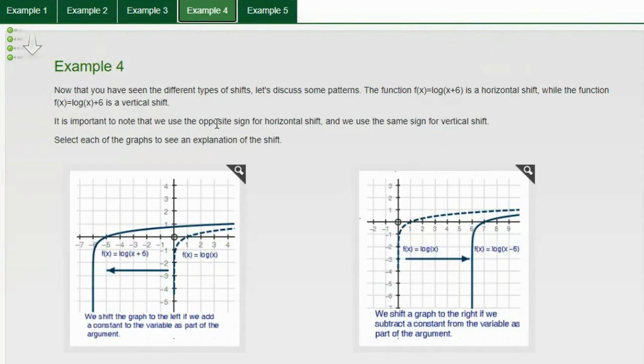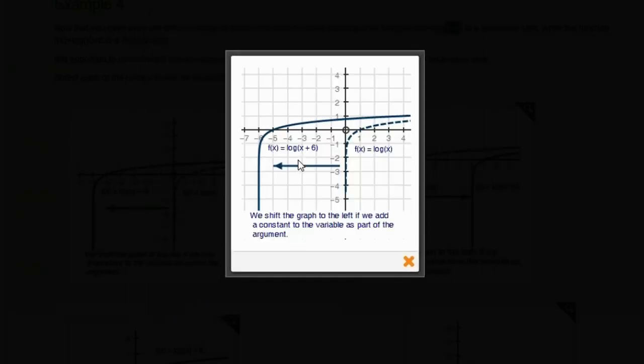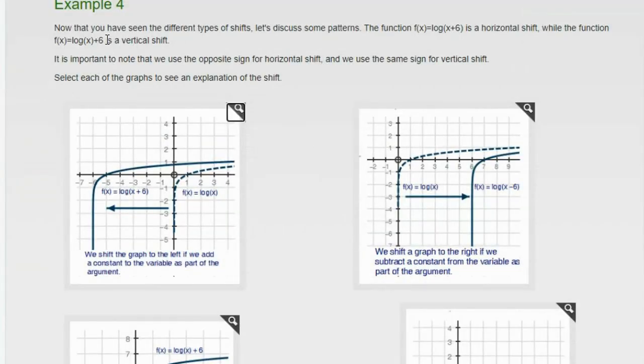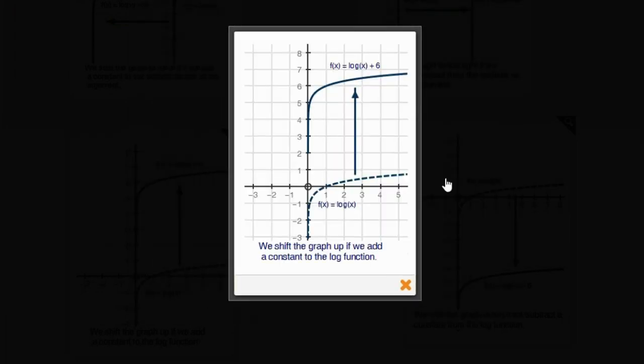Example 4. Now that you've seen the different types of shifts, let's discuss some patterns. So x plus 6 in parentheses is a horizontal shift, right? It moves left 6. That's what we expect. X plus 6 in parentheses moves it left 6 units. But when we do x plus 6 at the end, not inside with the x, it goes up 6. We shift the graph up if we add a constant to the log function.